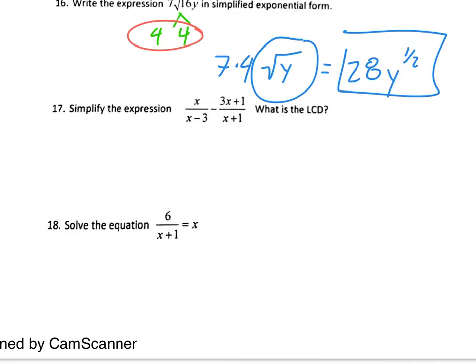17 is a little bit tougher. If you have 2 fractions that are subtracted or added, we need to have a least common denominator on the bottoms here. So since they're both very different, we need to multiply each denominator by the other one.